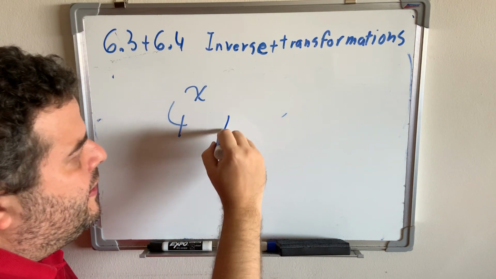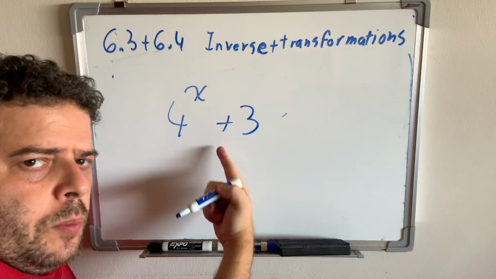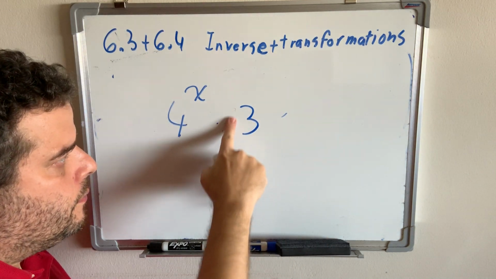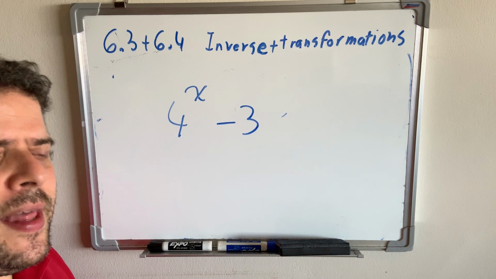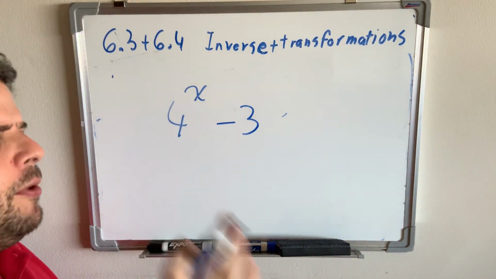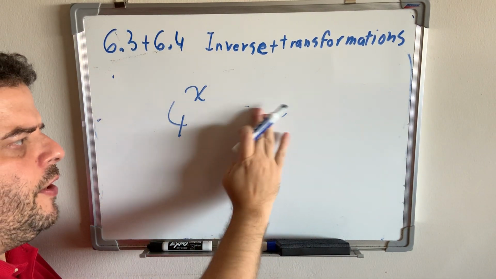Now, when it's applied to the term, this would be 3 units up. This would be 3 units down. So that takes care of left, right, up, or down when we're dealing with exponential functions.